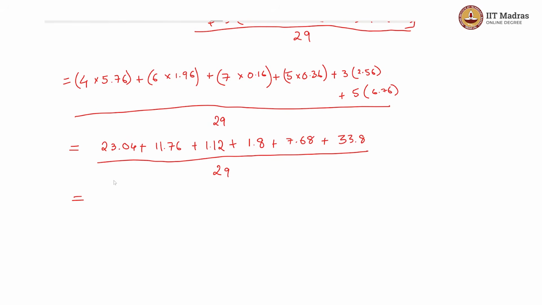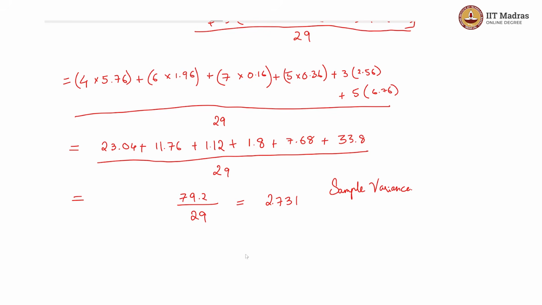23.04 plus 11.76 is 34.8, plus 1.12 is 35.92, plus 1.8 is 37.72, plus 7.68 is 45.4, plus 33.8 is 79.2, divided by 29, which gives us 2.731. This is our sample variance.